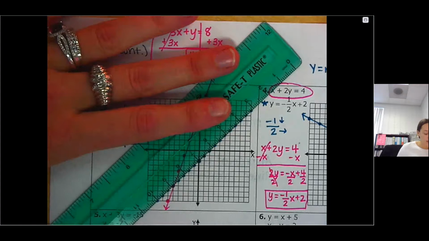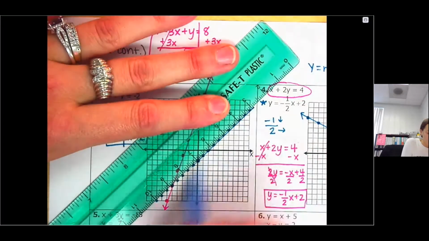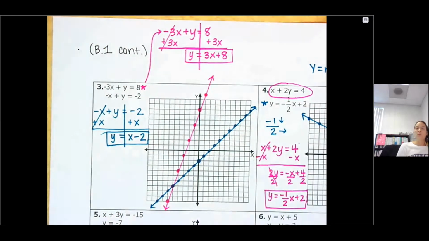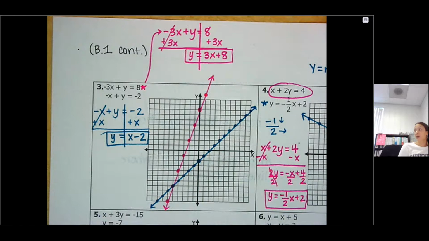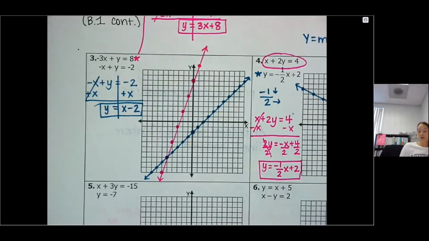My blue one here starts at negative 2, and then my slope is 1/1, so you go up 1 to the right 1, up 1 to the right 1, and then reverse it, down 1 to the left 1, down 1 to the left 1. So your graph crosses at one point. So how many solutions do you have? One. You've got one solution.